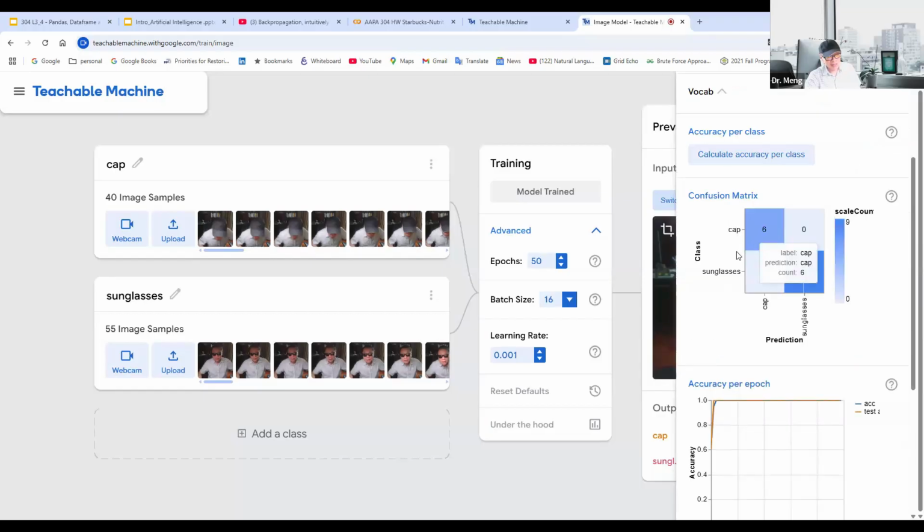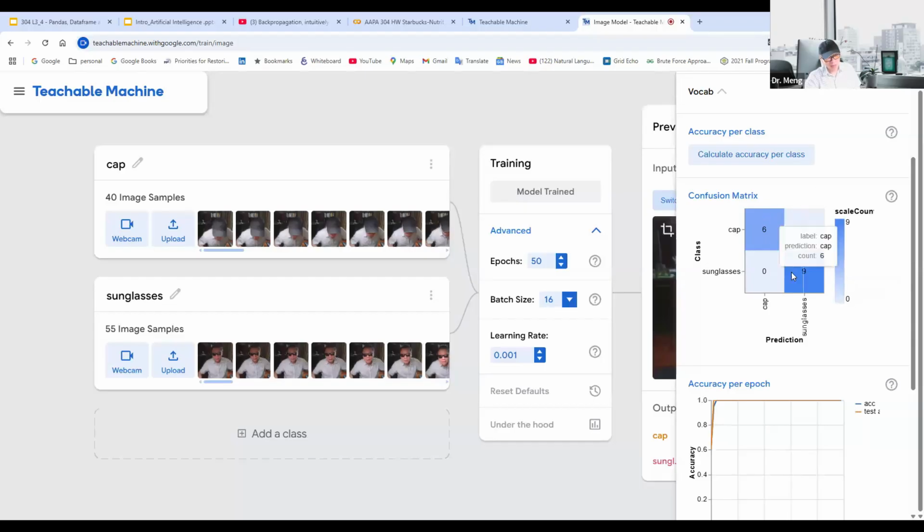Seems like it captured the testing. It tested the 15 cases, 6 were capped, and 6 when I actually wear the cap, predicted all correct. This is the same when I wear sunglasses. Seems like the prediction is pretty accurate here.